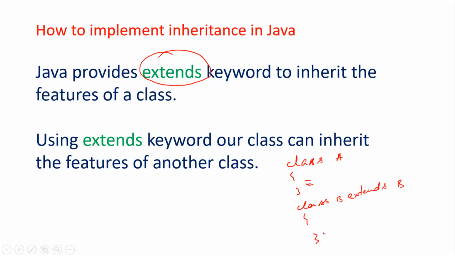Extends B. So here, whatever the properties of this class, they come into the B class. Sorry, it should be A here. So class B extends A. Now this class A becomes the superclass or the parent class, and this class B becomes the derived class or the child class.